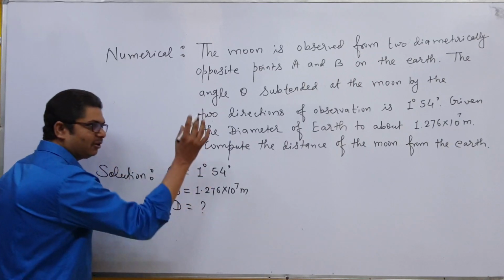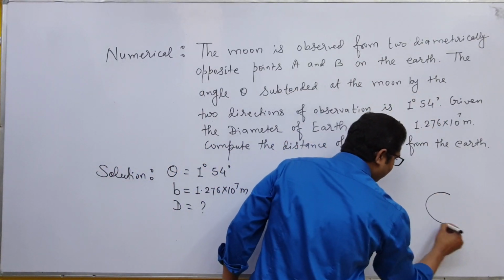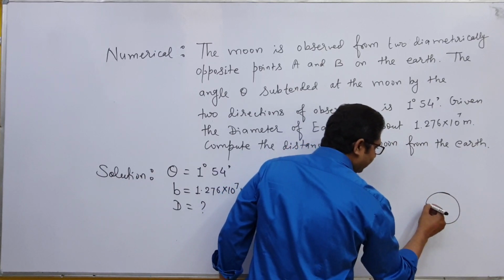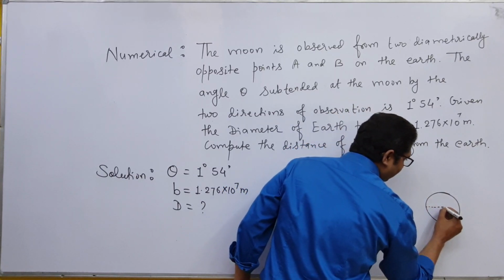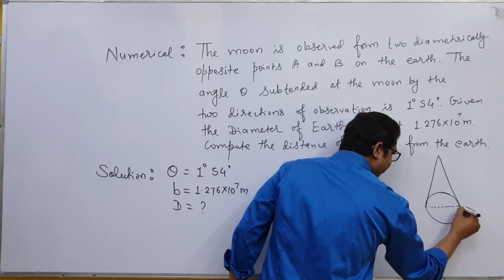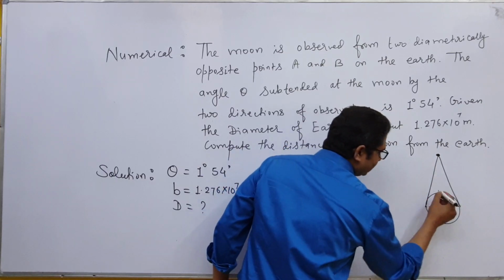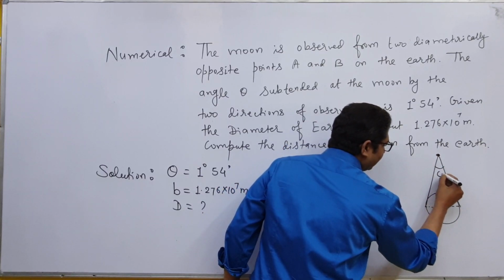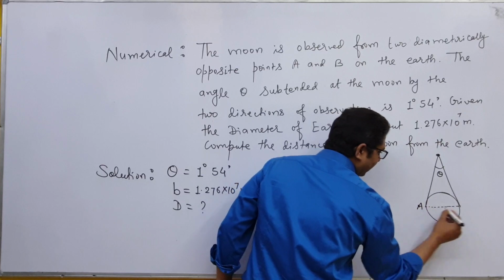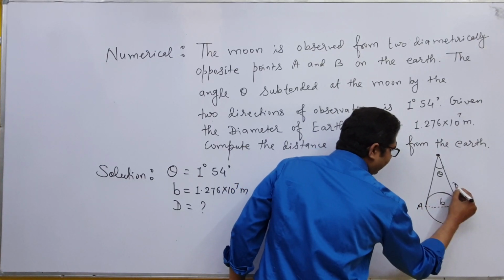Now let us understand the question with a diagram. Here it is the earth and this is the diameter of the earth. So diametrically we observe, here we have the moon. This angle is theta. This is point A and point B. And this is the basis. You have to find D.